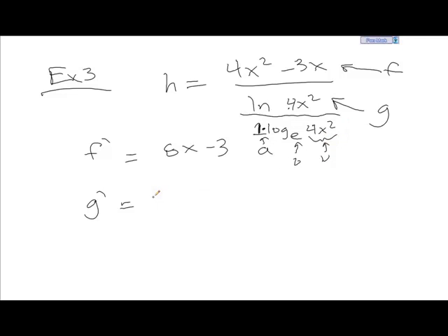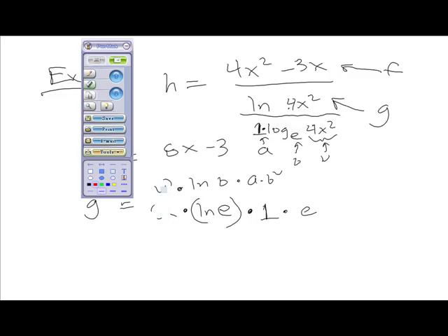So g prime is, recall, it's u prime times natural log of b times a times b to the u. So u prime, the derivative of 4x squared is not just 1 now, it's actually 8x, times the natural log of b, which is the natural log of the natural base of e, so that's going to be equal to 1, times my a, which is 1, times my b, which is e. Oh, I'm sorry. We totally did this backwards. This is a log function, not an exponential function. I treated this as an exponential, so I really apologize for that.